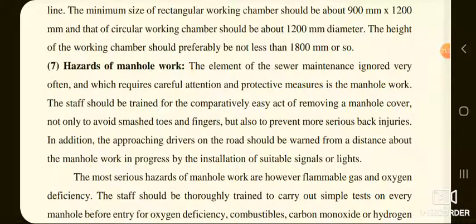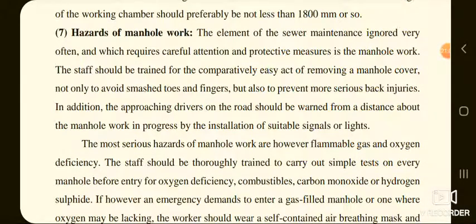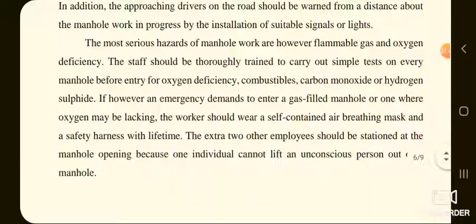Now the next topic is hazards of a manhole work. The element of sewer maintenance is ignored very often and requires careful attention and protective measures in the manhole work. The staff should be trained for the comparatively easy act of removing a manhole cover, not only to avoid smashed toes and fingers but also to prevent more serious back injuries. In addition, the approaching drivers on the road should be warned from a distance about the manhole work in progress by the installation of suitable signals or lights.